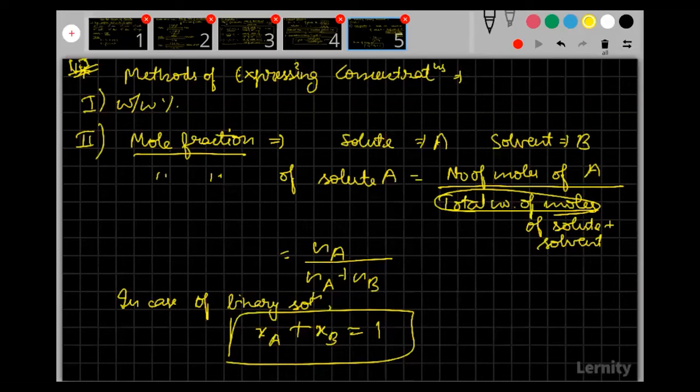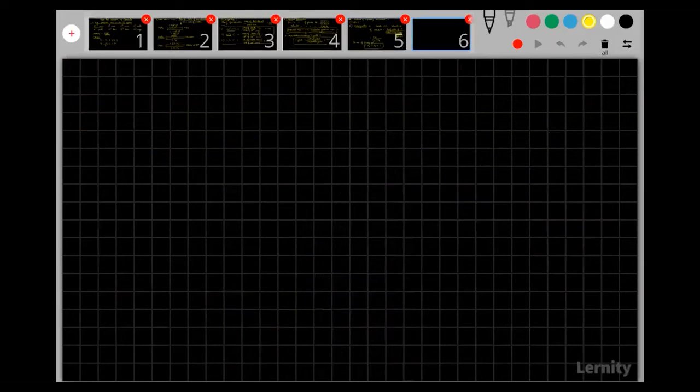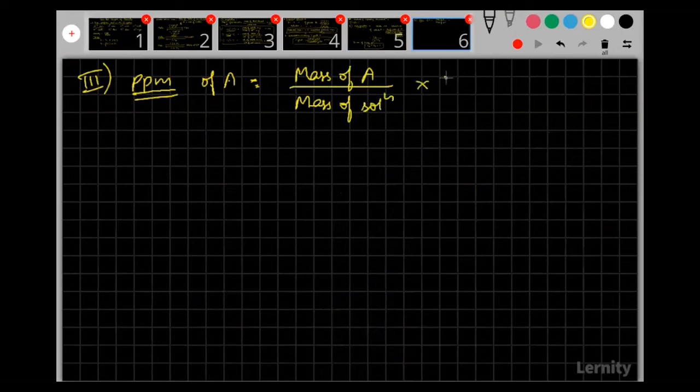I'll just move to the other slide. Here we also have calculations based on parts per million. So parts per million of a particular component A is the mass of the substance A divided by the mass of solution, into 10 to the power of 6. This is the major factor when we take parts per million. Million here means I have to take a factor of 10 to the power of 6.